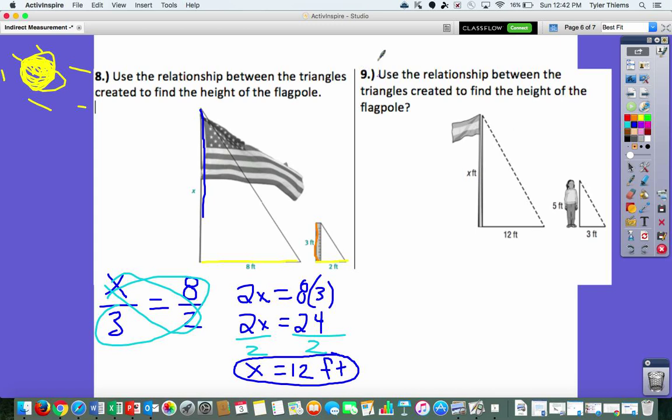And right now I want you to do the last one, number 9, on your own by using the similar figures relationship to set up and solve problems for number 9.